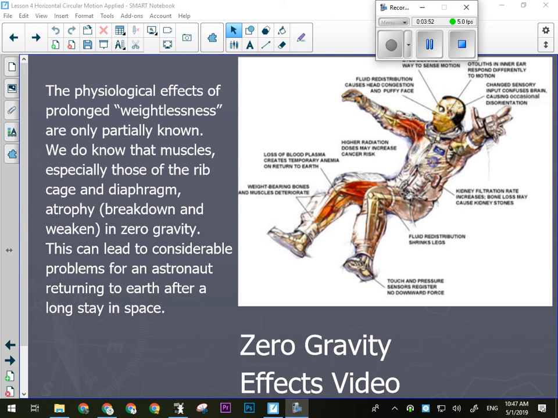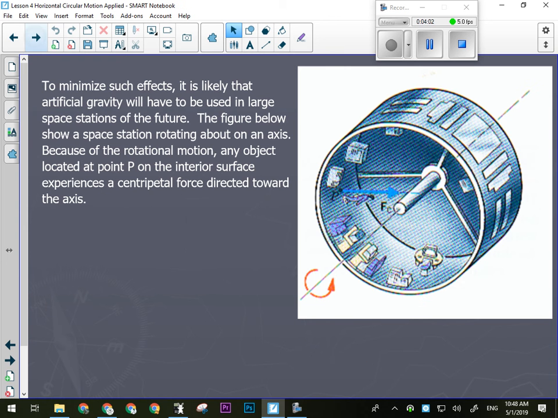All right, so obviously being in zero gravity, while probably initially novel and cool and fun, isn't good over the long term. So we've got to come up with some way to create artificial gravity. As we've seen in most modern science fiction movies, the way to do that is to have a spinning drum that the people are on the inside of.